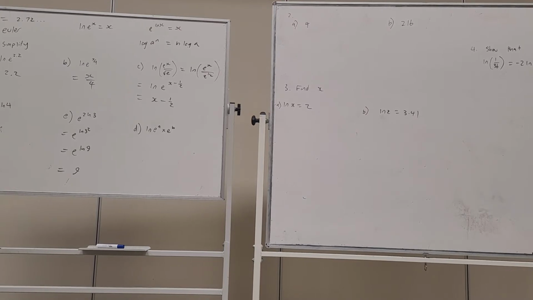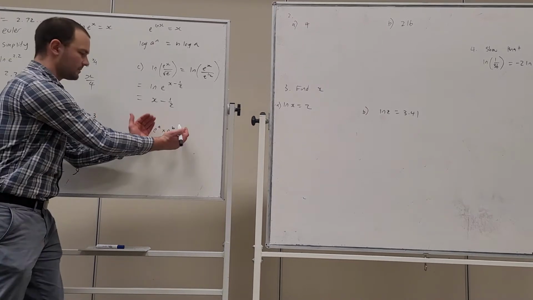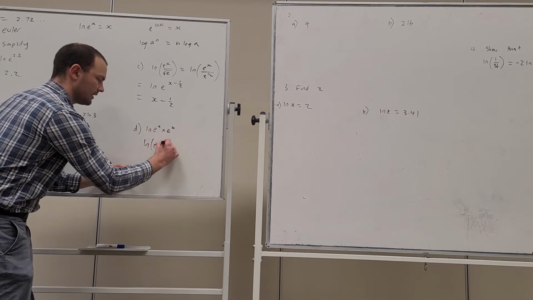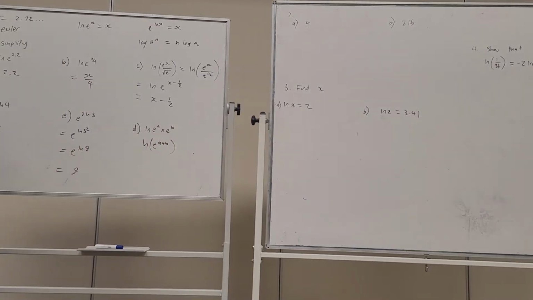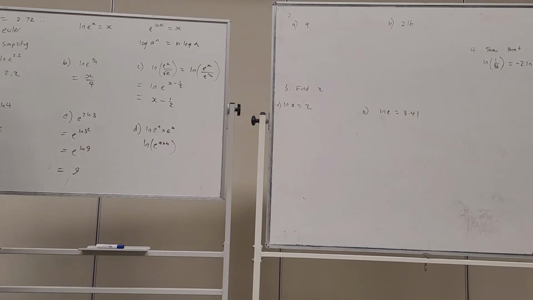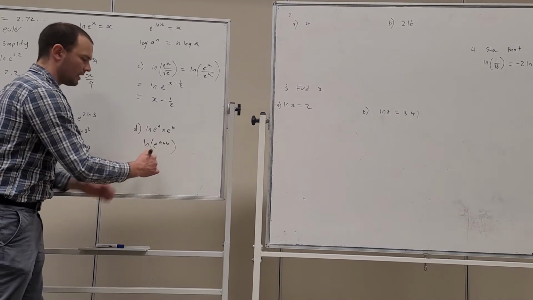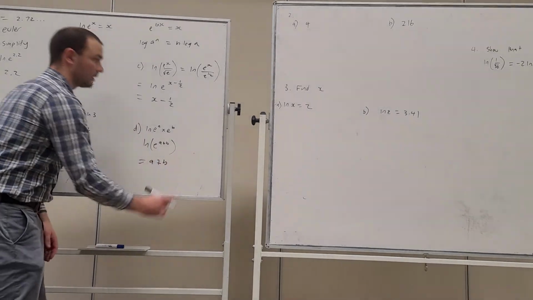Alright, last one, we've got the natural logarithm of e to the a times e to the b. That's ln of e to the a plus b. Okay, so the sum of the powers using the sum index rule. We've expressed it as a single power of e. It simplifies to a plus b.